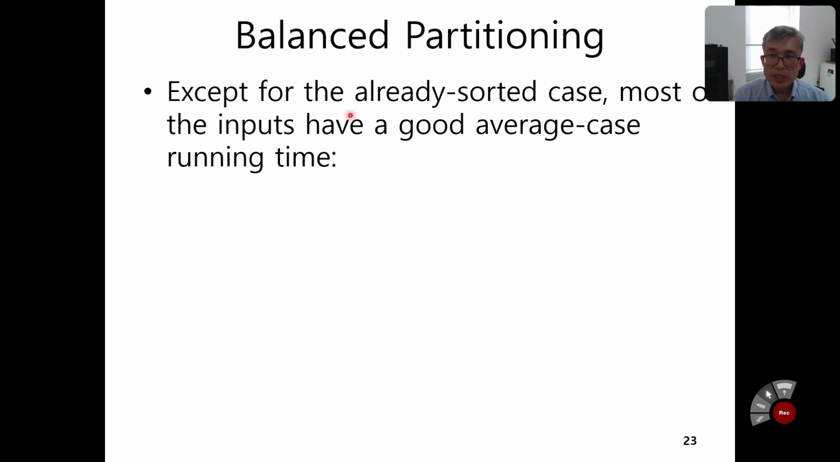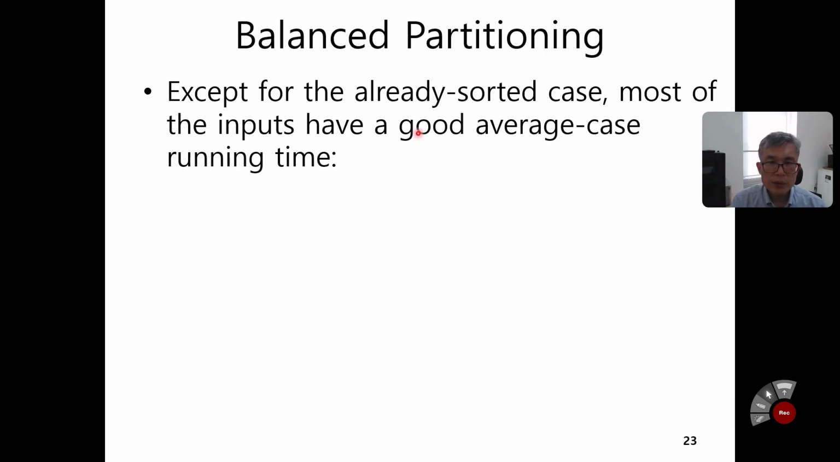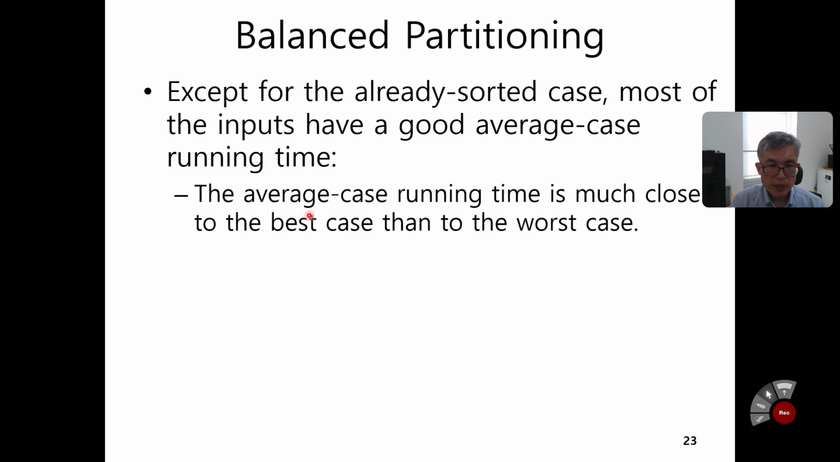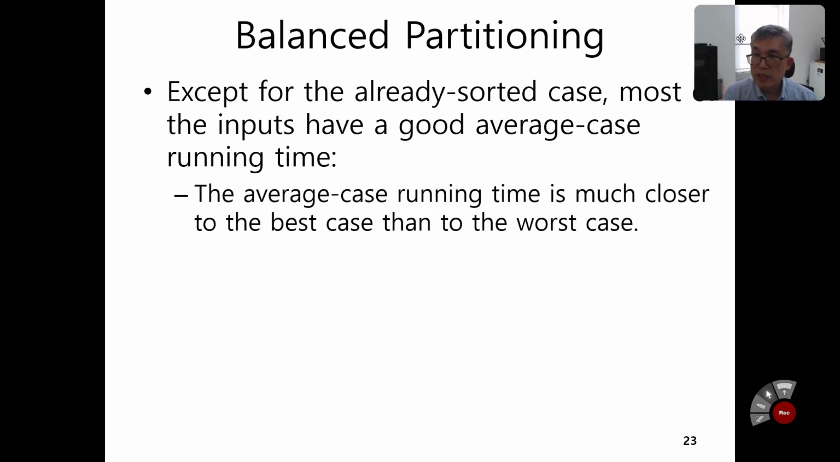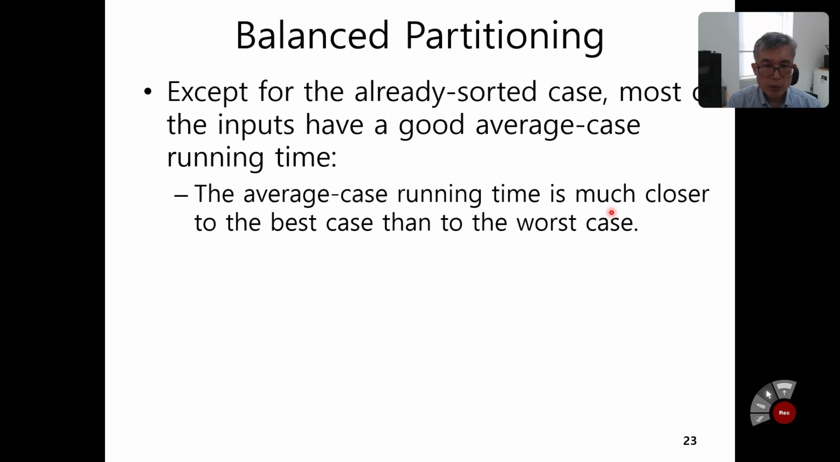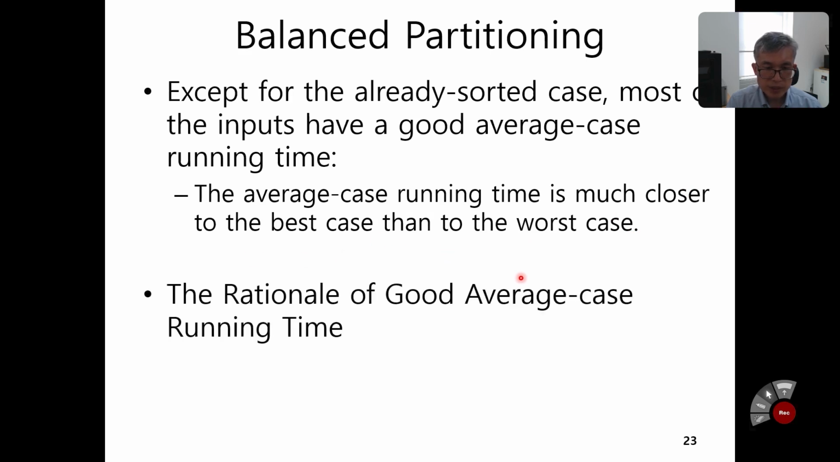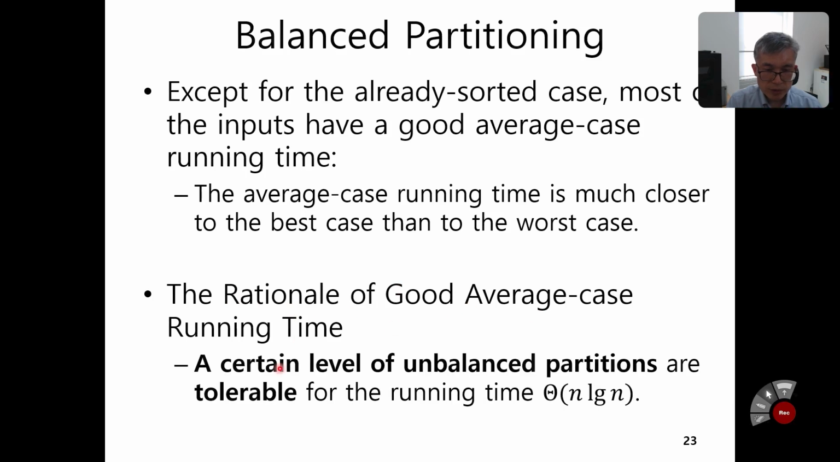With balanced partitioning, except for the already sorted case, most of the inputs have a good average case running time. The average case running time is much closer to the best case than to the worst case. Let's take a look at the rationale of a good average case running time: a certain level of unbalanced partitions is tolerable for the running time Θ(n log n).